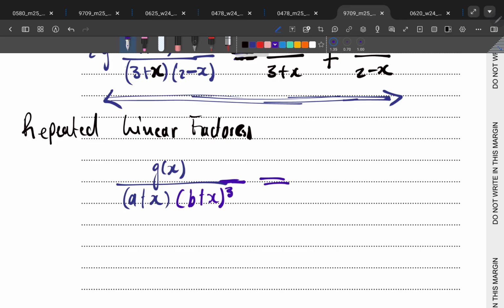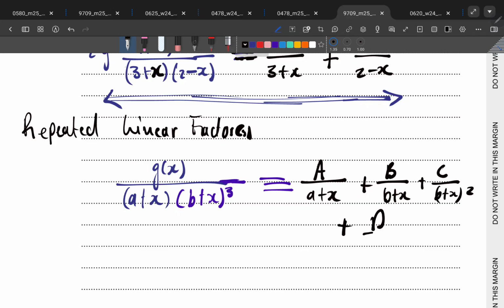For this, we will obviously put a letter over the first factor, so we'll put some letter A over a plus x. Then plus some letter B over the second one, which is b plus x. Then we'll put some letter C over b plus x all squared. Then we'll put some letter D over b plus x all cubed. This is going to be the thing.